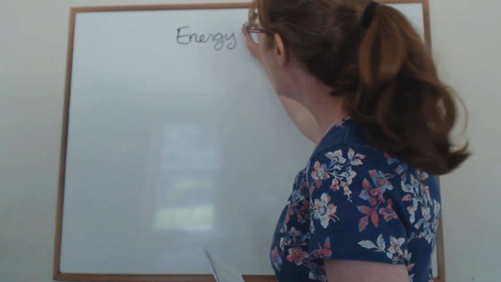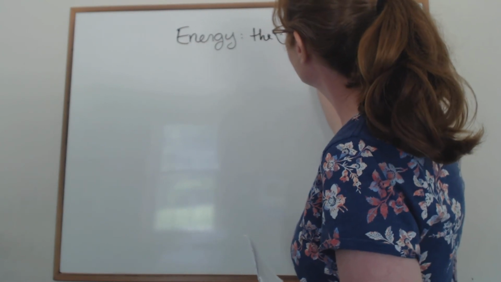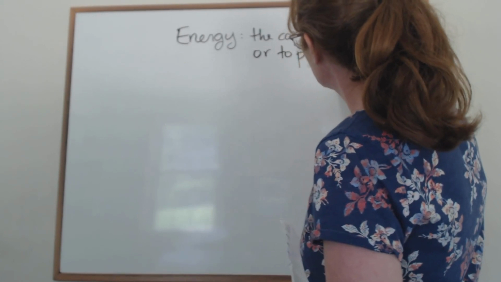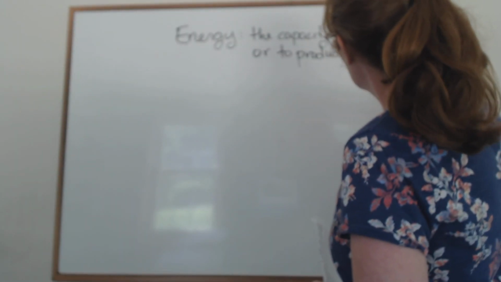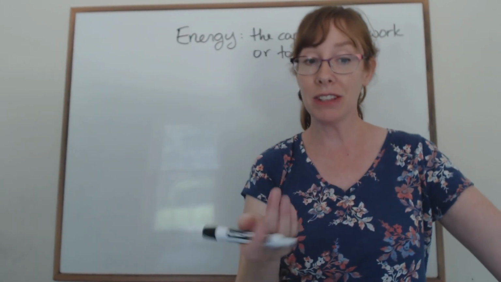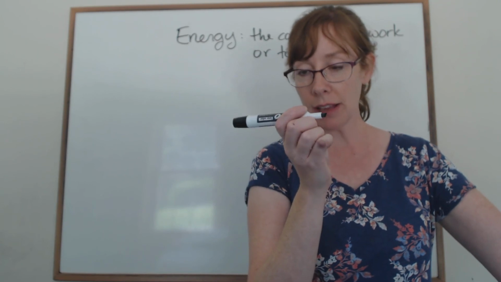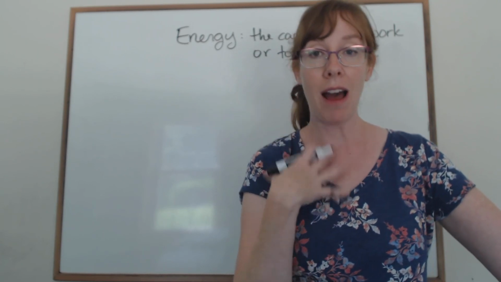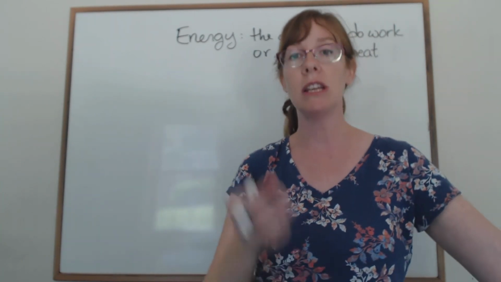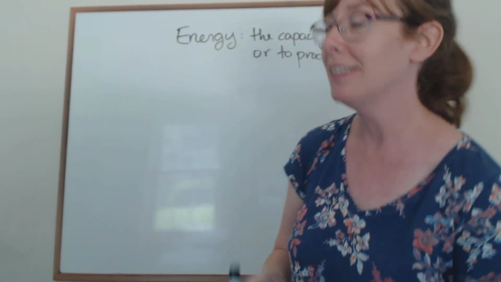What is energy? Energy is the capacity to do work or to produce heat. All substances have a certain amount of energy. This marker has a certain amount of energy in it. I have energy. My glasses have energy. The air that I'm breathing has energy. So matter has a certain amount of energy. Capacity to do work or to produce heat.